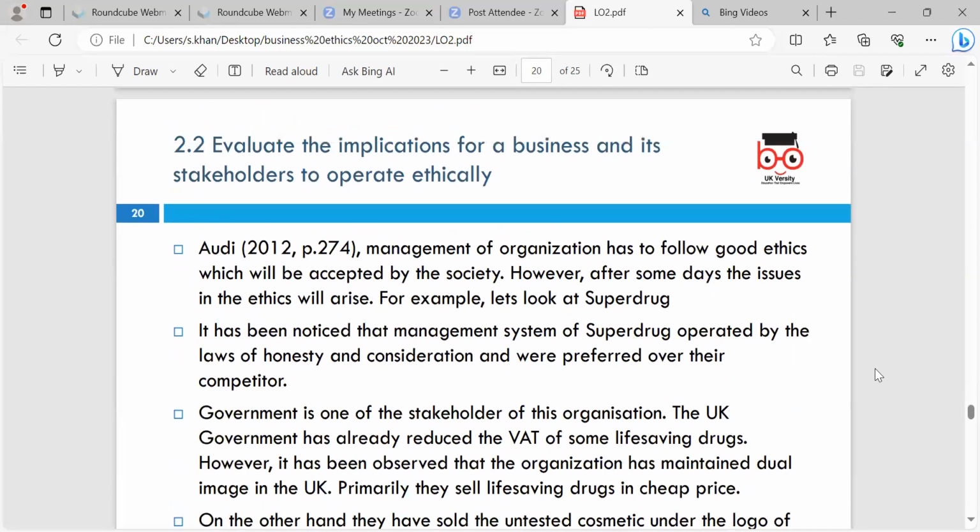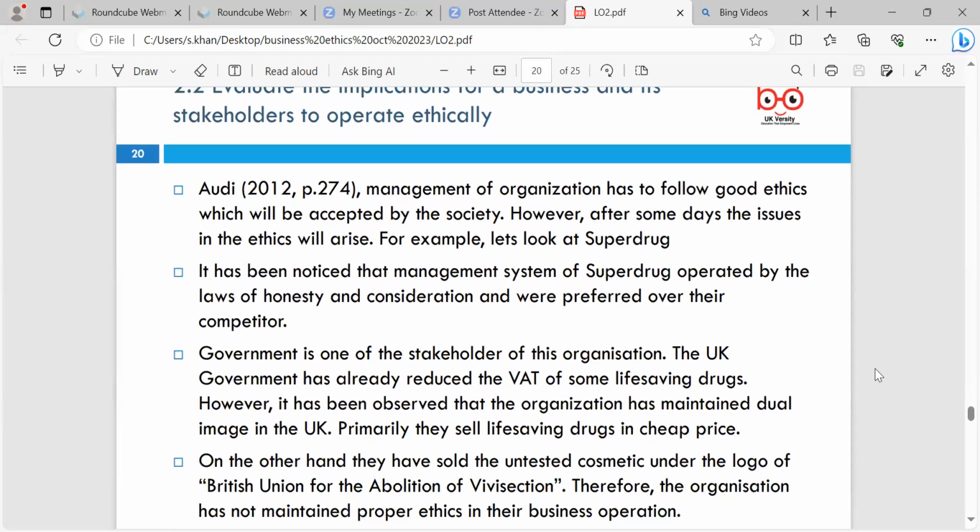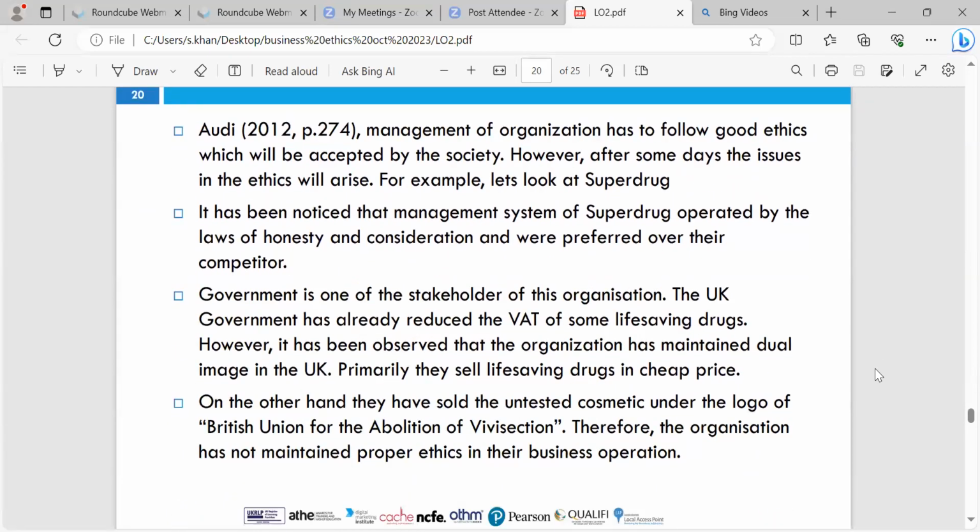2.2, evaluate the implications for a business and its stakeholders to operate ethically. Audi 2012, page 274 in his book stated, management of an organization has to follow good ethics which have been accepted by the society. However, after some days, the issue in ethics will arise. For example, let's look at Superdrug. It has been noticed that the management system of Superdrug operated by laws of honesty and consideration and were preferred over their competitors. Government is one of the stakeholders of this organization.